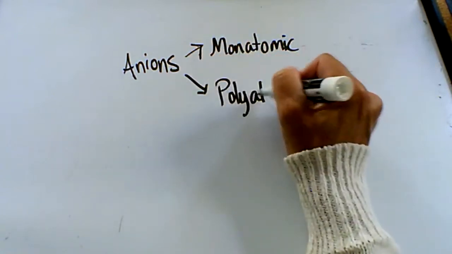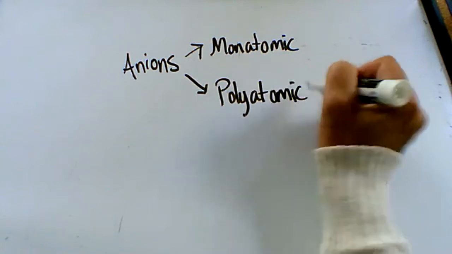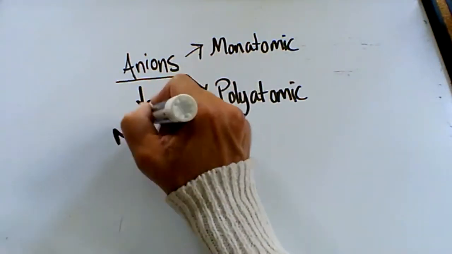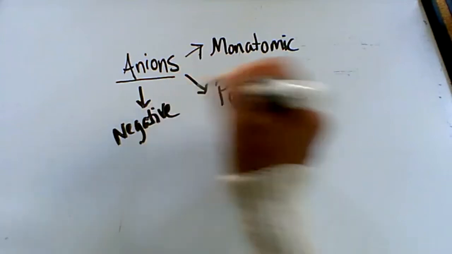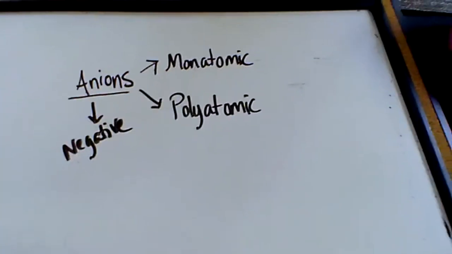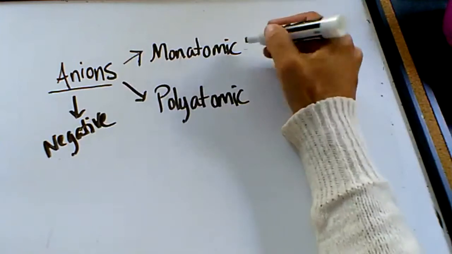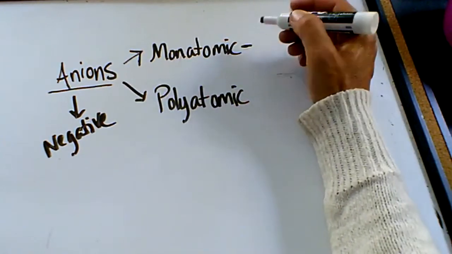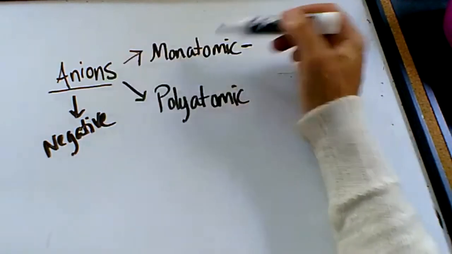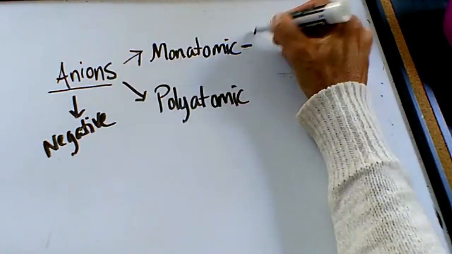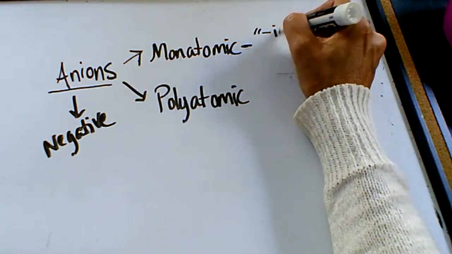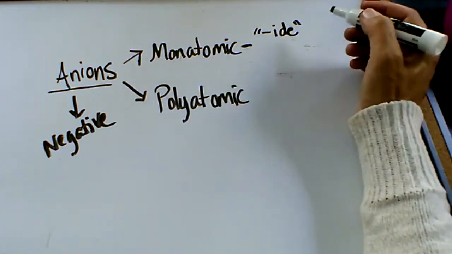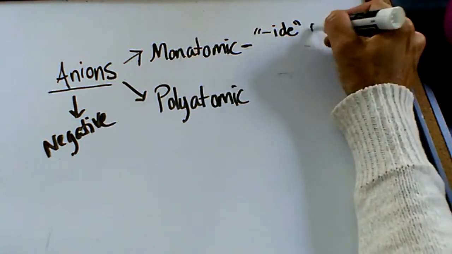Okay, what you need to recall is that this word right here means that they are negative, and they will be found at the end of the compound. Typically you're going to recognize that a negative anion is monatomic because it's going to end in "ide." IDE. There are exceptions.